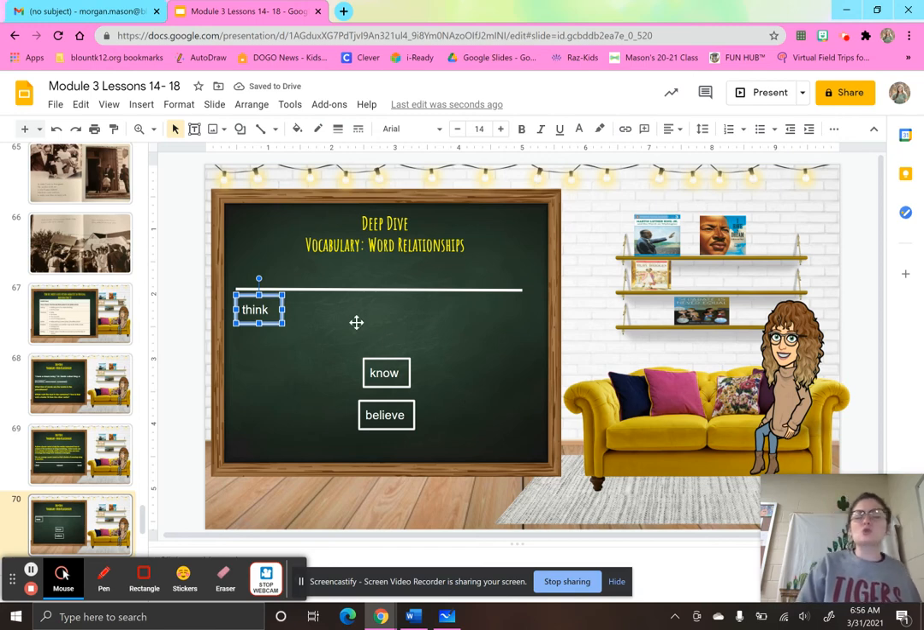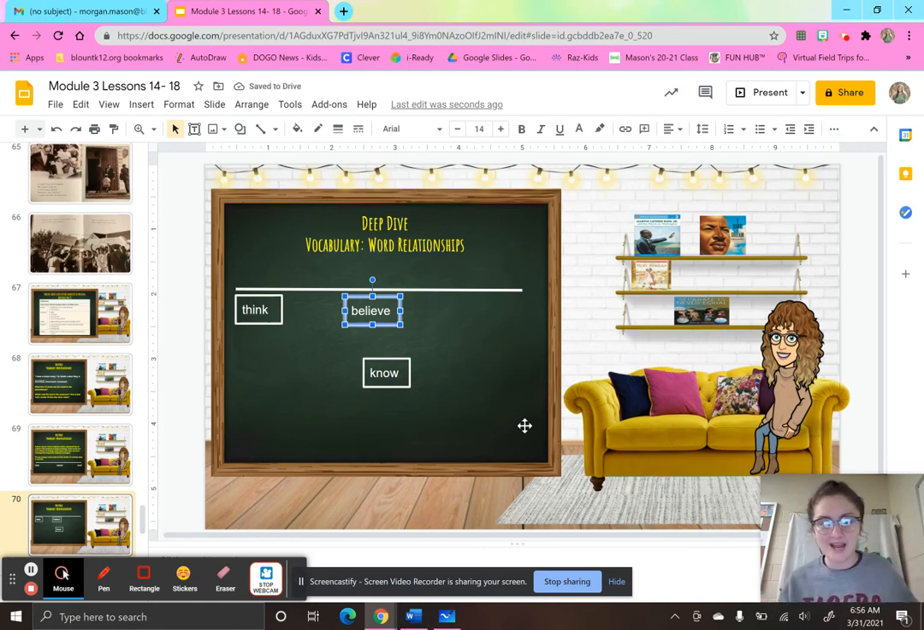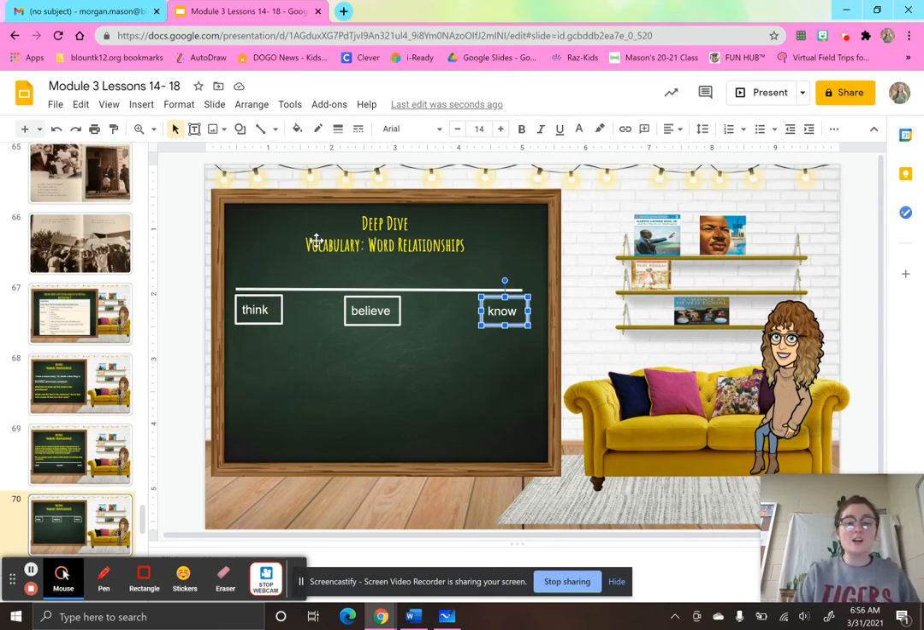What would be a stronger word? I know or I believe I know. Which one would be the next strongest? Remember, we're talking about the knowledge that we have. Believe would go next. I can believe something, but I might not be 100% right. But if I know something, I am 100% confident. So the weakest was the word think. A stronger meaning would be believe and know.